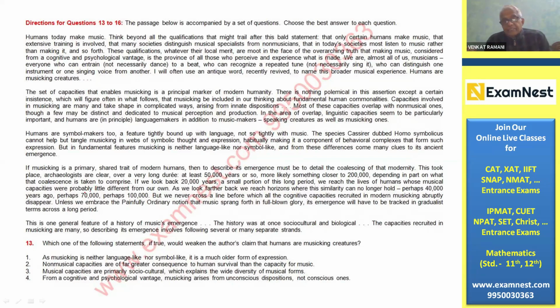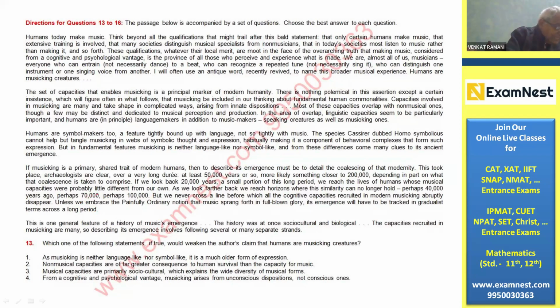That is why you react that way. That is the argument that he is giving. And he says here in the second paragraph, the set of capacities that enables musicking is a principal marker of modern humanity. And he says that there is nothing polemical in this assertion except a certain insistence, which will figure often in what follows, that musicking be included in our thinking about fundamental human commonality. And he says there are different kinds of capacities that are involved in musicking, right?